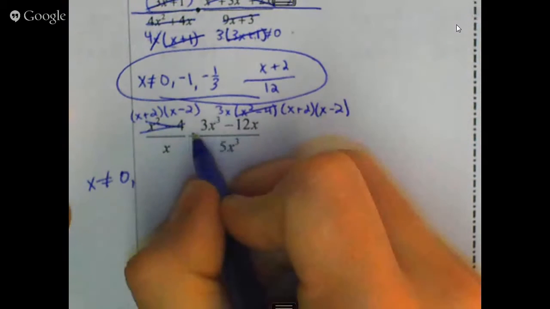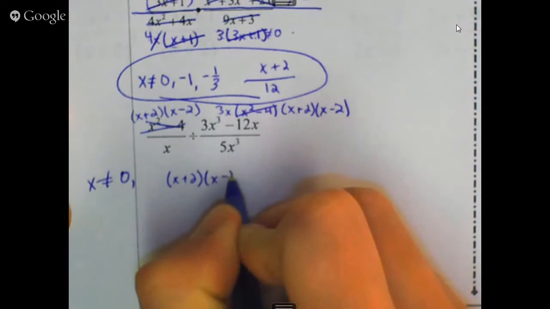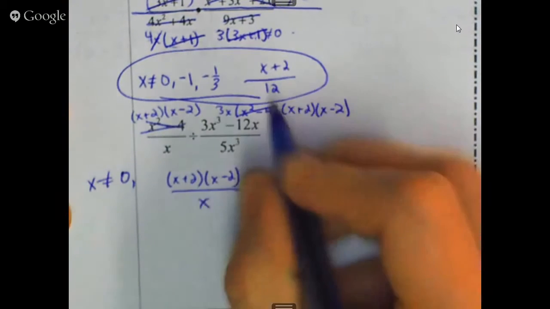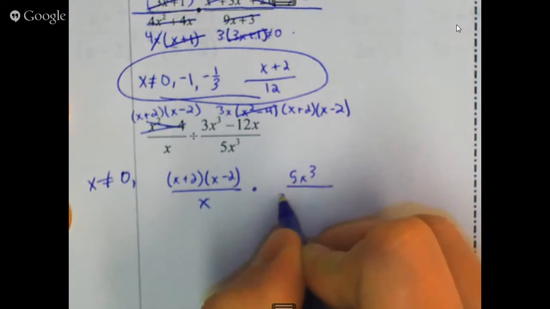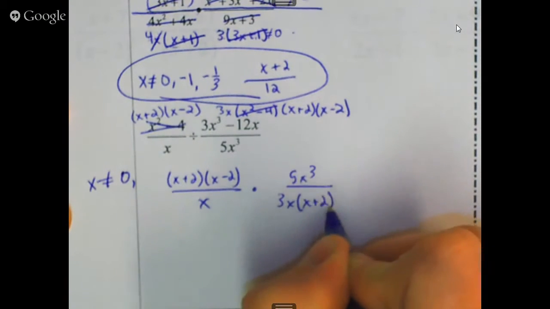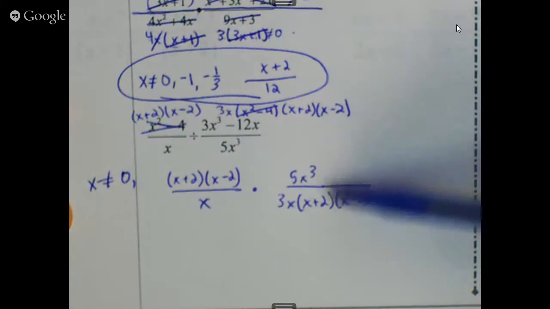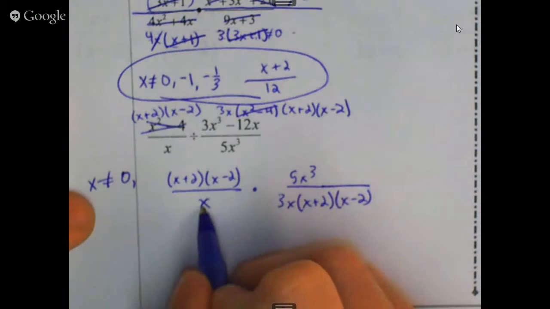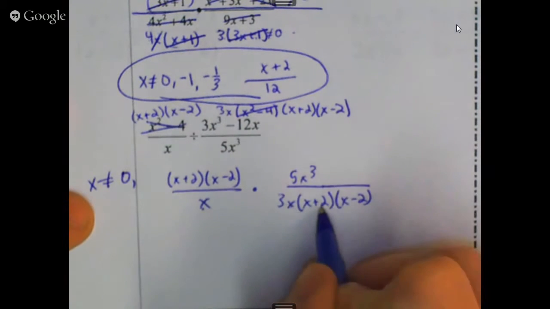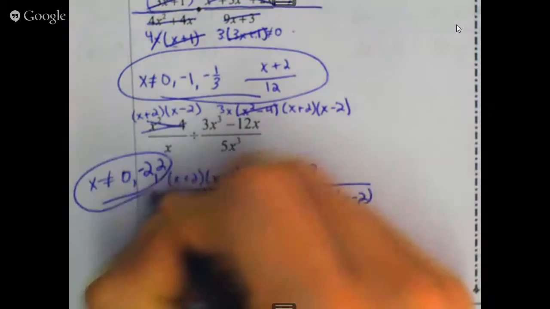How do I divide fractions? Well, you can copy the first one down, and you're going to multiply by the reciprocal. So I've got to flip this one over: 5x to the third, 3x, x plus 2, x minus 2. Now notice we switched top and bottom here, so now I need to update my domain. I need to see, do I need to add more numbers? We'll go through again. I've got 0 here, 0 here, minus 2, and plus 2 there. So there are my new numbers.